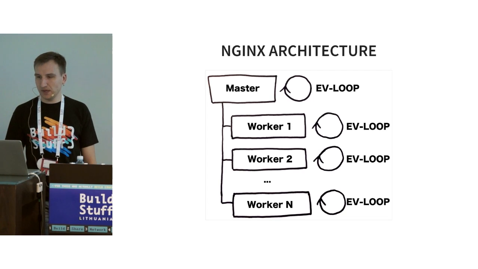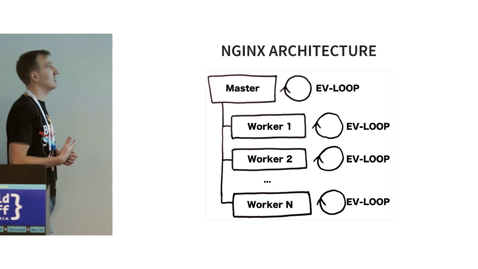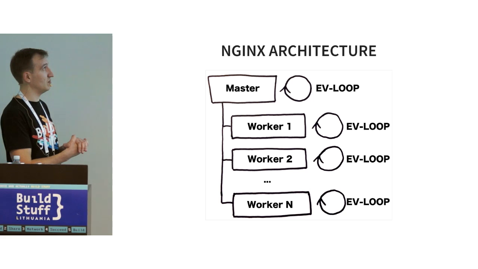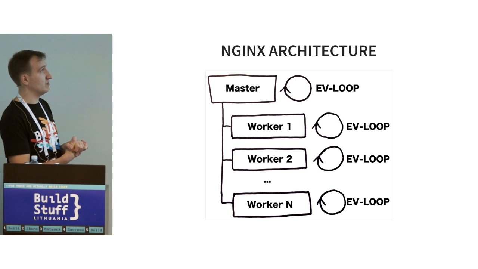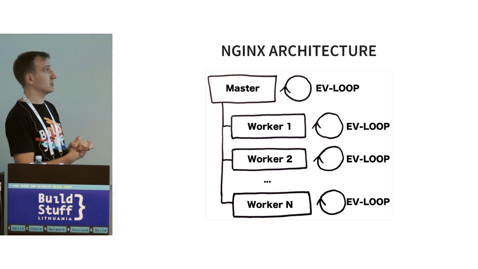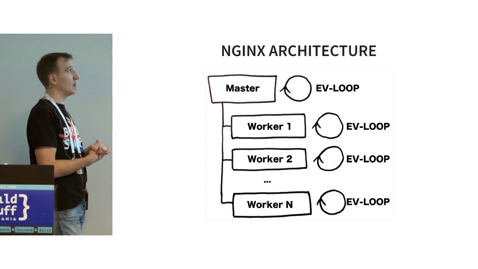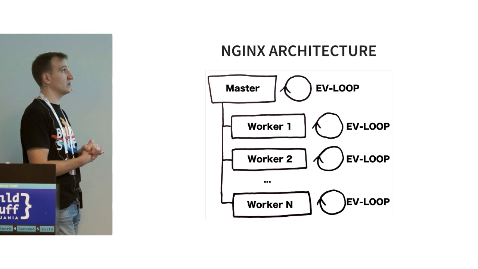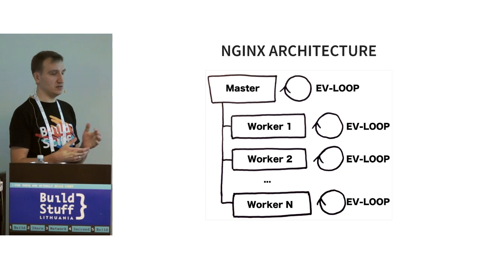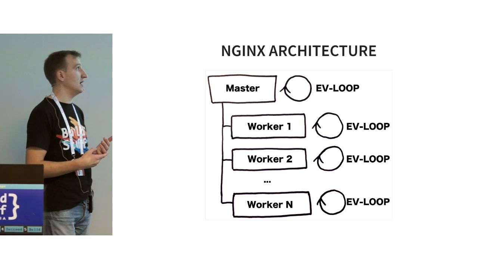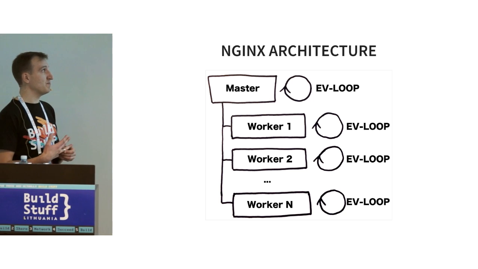So the Nginx architecture, as I've already said, consists of multiple processes. A master, and the master spawns its workers. Each process is an event loop. So basically, it's single-threaded, and it works in the same way as, for example, the Node.js event loop works. It's not blocking.